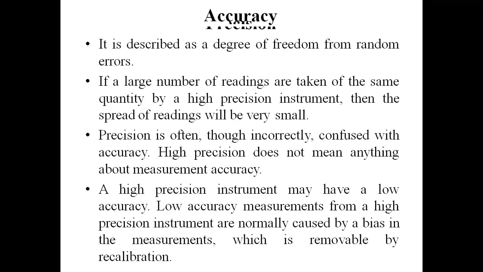The next one is precision. It is described as the degree of freedom from random errors. If a large number of readings are taken of the same quantity by a high precision instrument, then the spread of readings will be very small. Precision is often, though incorrectly, confused with accuracy. High precision does not mean anything about measurement accuracy. A high precision instrument may have a low accuracy. Low accuracy measurements from a high precision instrument are normally caused by a bias in the measurement, which is removable by recalibration.